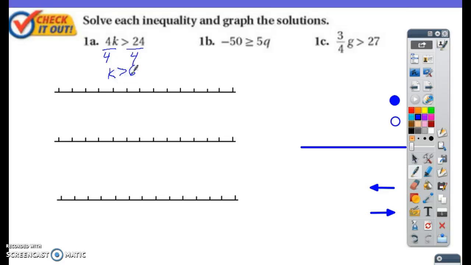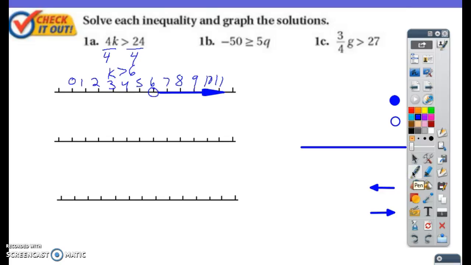Then you just start your number line. Let's go 0, 1, 2, 3, 4, 5, 6, 7, 8, 9. And it's an open circle because it can't be equal to 6. Then you get your arrow for all values that are greater than 6. And as usual, you can plug one in and ask yourself, is 7 greater than 6, 8, 9, and so on? The answer is yes, so that works out.